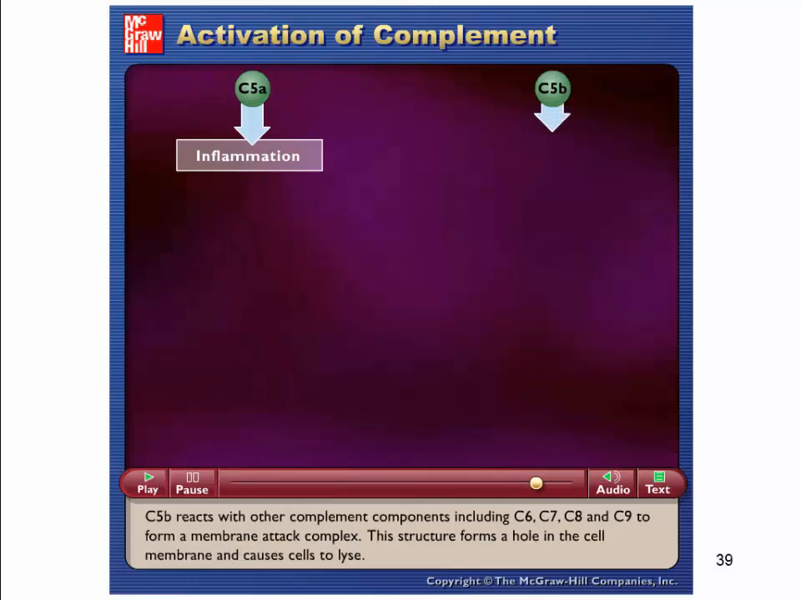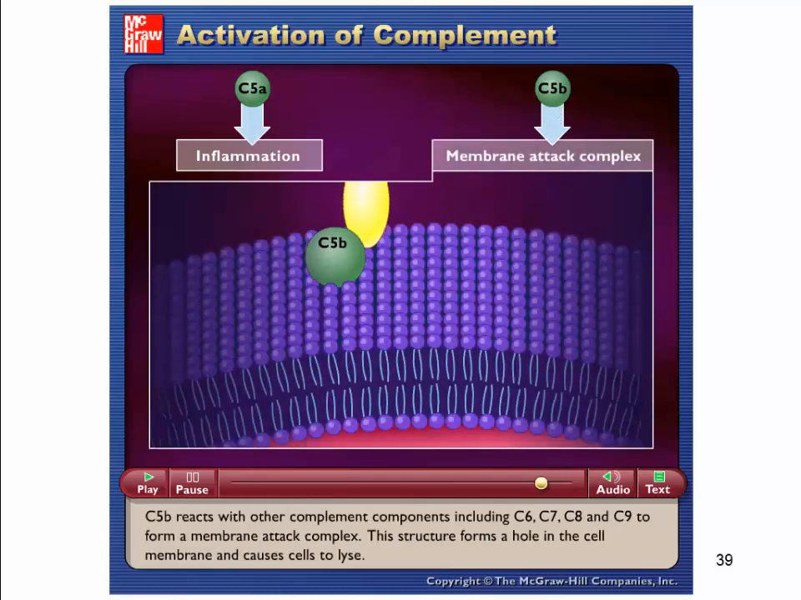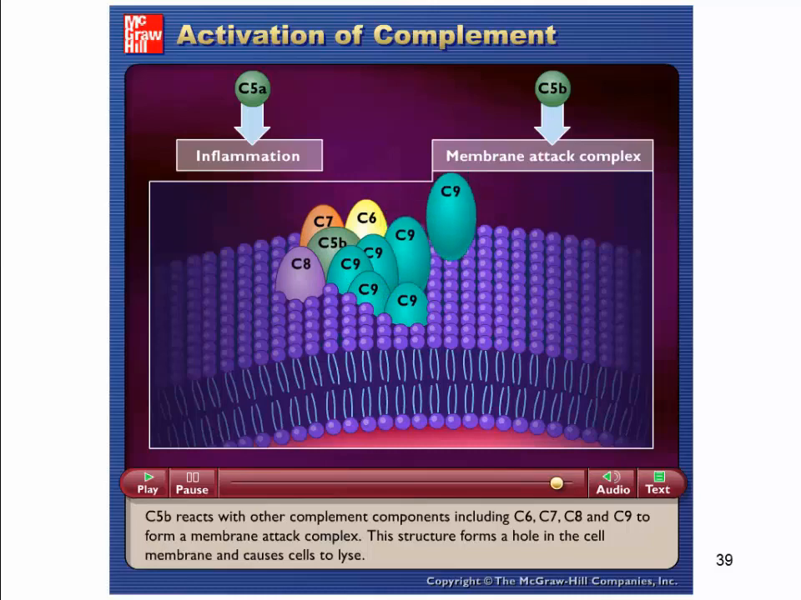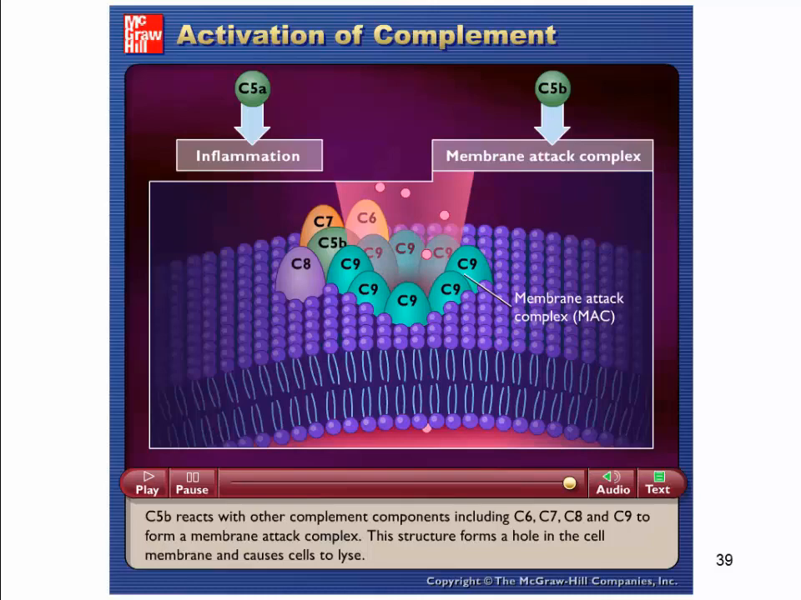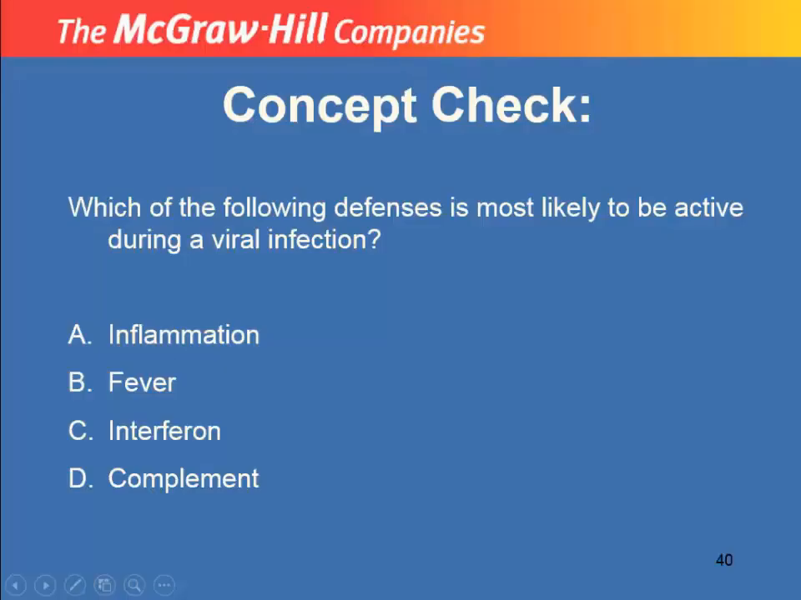C5b reacts with other complement components including C6, C7, C8, and C9 to form a membrane attack complex. This structure forms a hole in the cell membrane and causes cells to lyse. Clearly, the complement pathway has quite a bit of components. So for the purpose of this class, I really just want you to know that the complement pathway does initiate inflammation, creates the structure called the membrane attack complex, and additionally does function to opsonize the microbial surface and induce phagocytosis, which in turn increases the rates of antigen presentation.